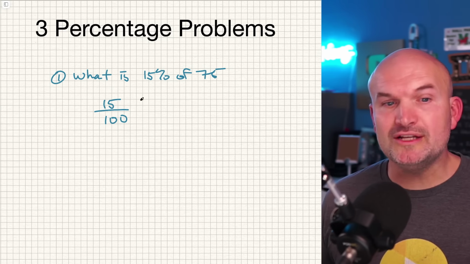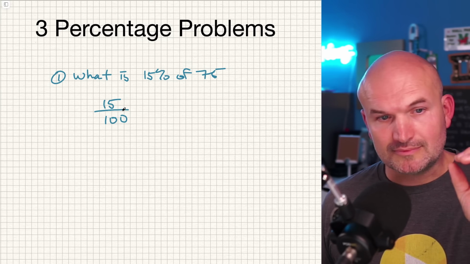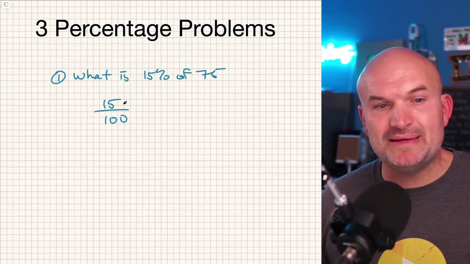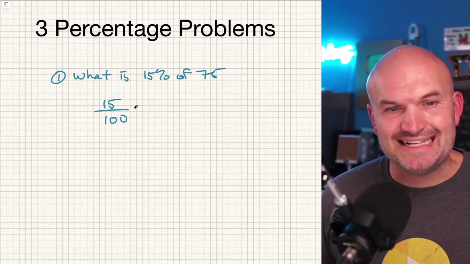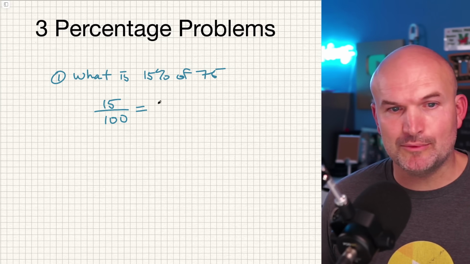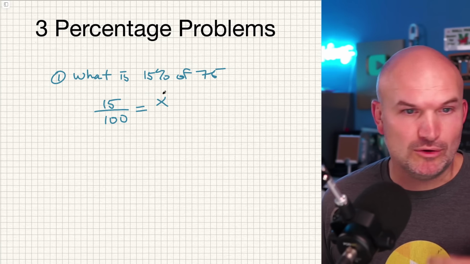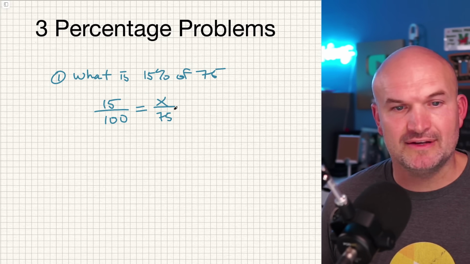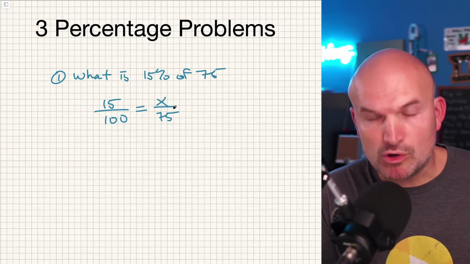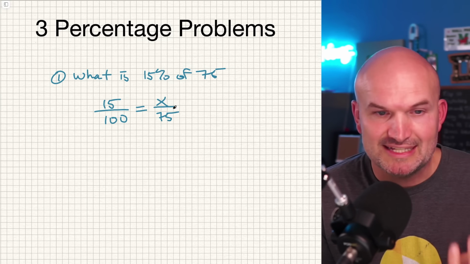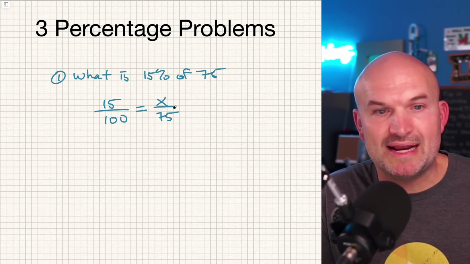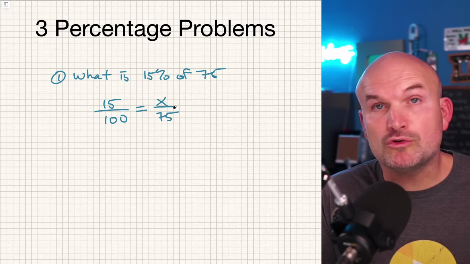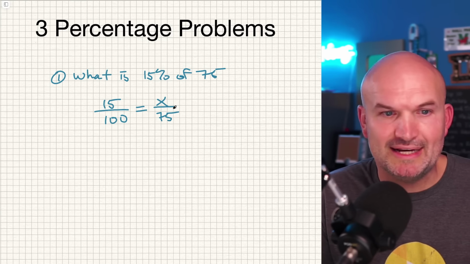So what that means is I'm looking for a number that instead of being out of 100 is going to be out of 75, that would be equivalent to 15, meaning I need to include an equal sign. So now I'm going to have an X, which is going to be my variable, my unknown, and that's going to be over 75. Now I have what we call a proportion. And when we're dealing with percentage problems, this is what we always want to look to create: a proportion. Because then once we create a proportion, we can apply the cross product to go ahead and solve for X.